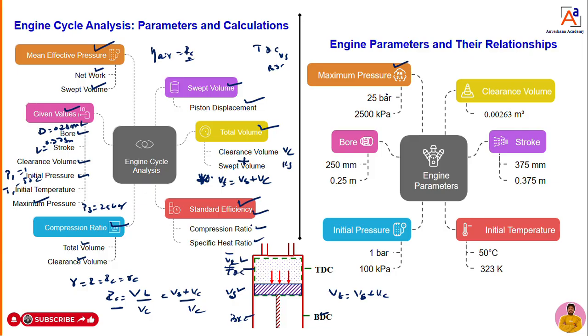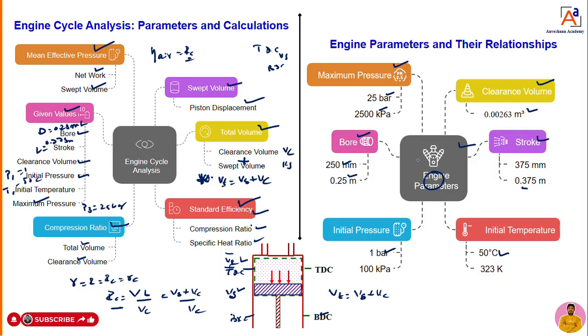Maximum pressure, 25 bar he has given, that you can put in terms of kilopascal, that is 2500. Clearance volume he has given, that is 0.00263 meter cube. Then bore he has given 250 mm, converted to meter is 0.25. The next, stroke length he has given 375 mm, converted into 0.375 meter. Then initial pressure is 1 bar, then initial temperature is 50 degree Celsius. These are some engine parameters he has given initially.